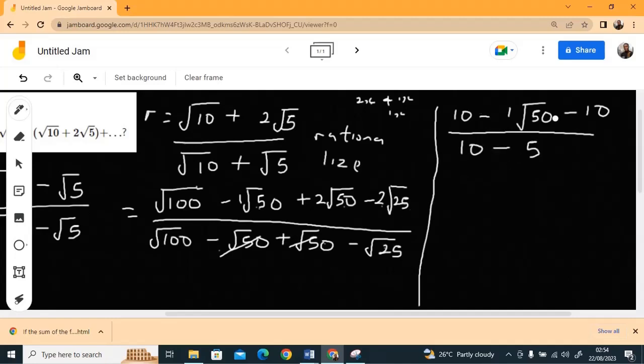Now I can collect items from the top: 10 minus 10. You don't need to write 1 here, because when you take off 1, it's just like writing 1x, it's the same as writing x. Did you get that now?